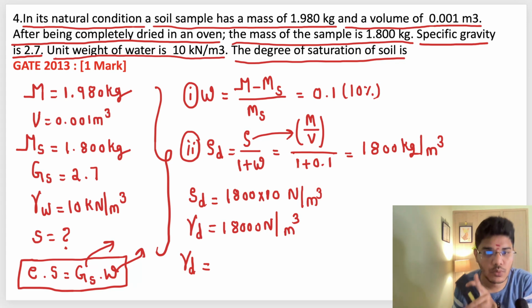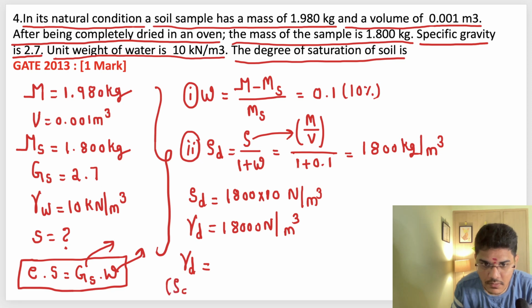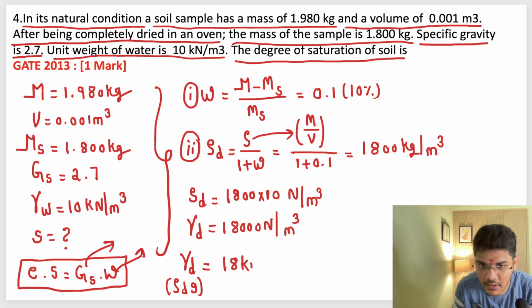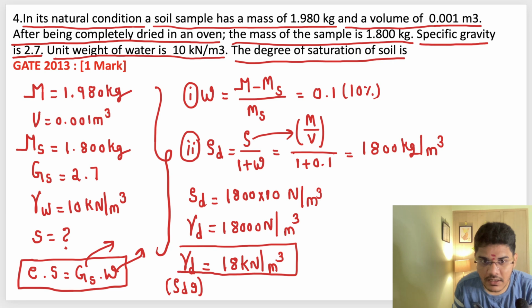Gamma d is equal to rho into g. So here rho value will be the dry density. So I will write density into acceleration due to gravity. So 18,000 divided by 1000 will give you 18 kilonewton per meter cube. So gamma d also we have calculated.